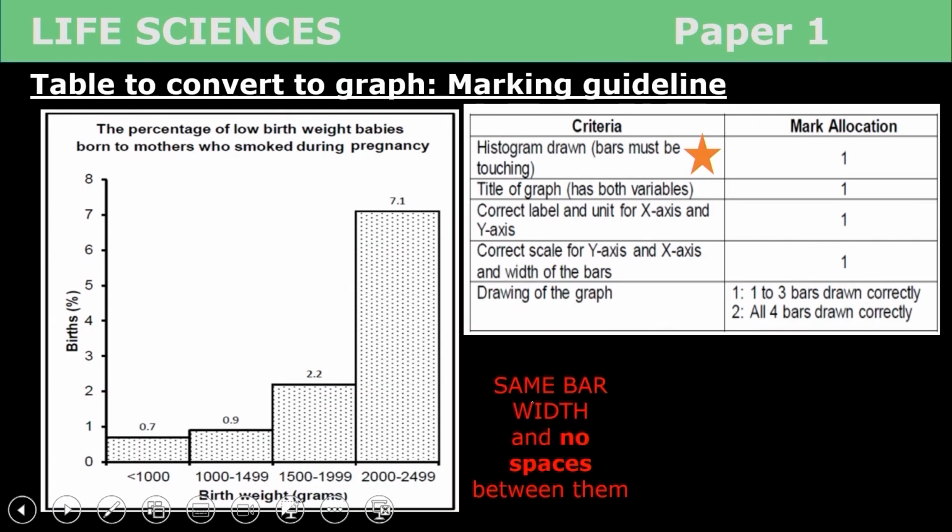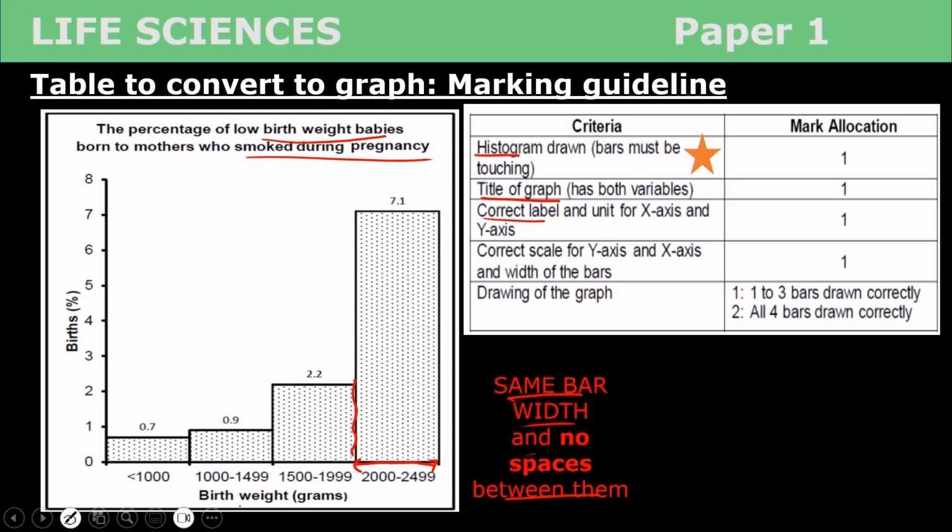Right. The width of your bars must be the same. Make sure that your scale gives you the equal width of bars. What is the criteria here? Did you draw a histogram, meaning there are no spaces between the bars? Do you have a heading or caption or title for your graph? The percentage of low birth weight babies born to mothers who smoked during pregnancy. Both the variables are appearing there.